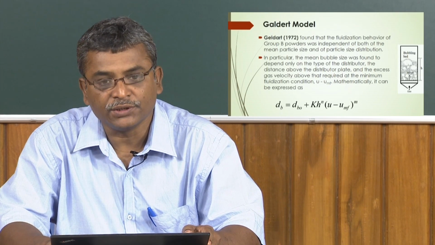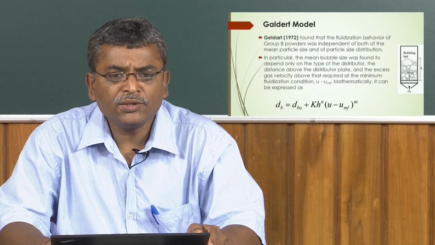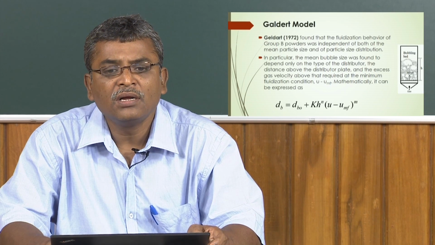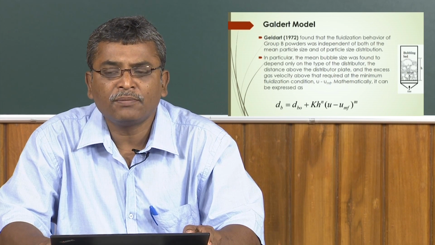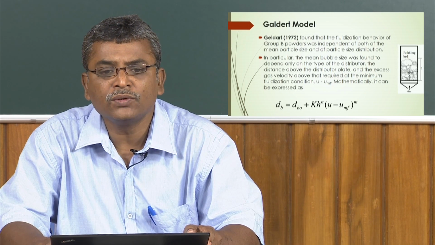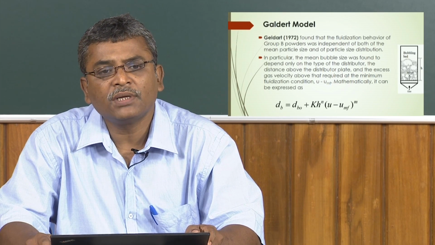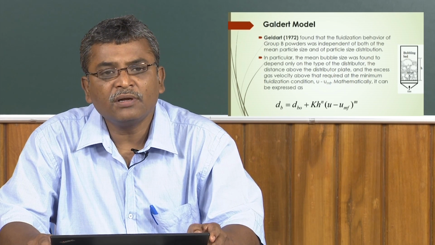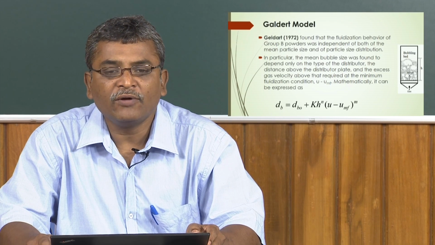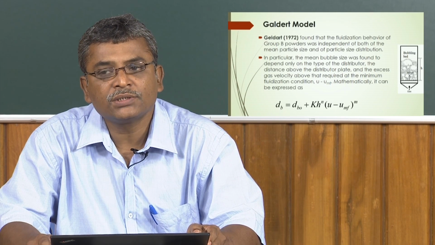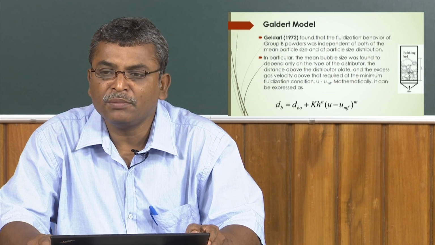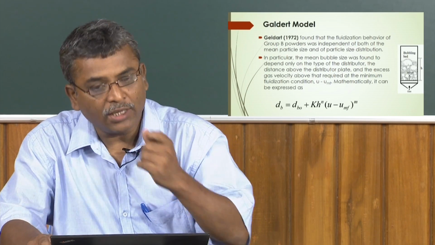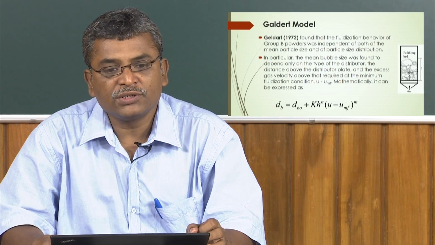minimum fluidization velocity. Now, Geldart 1972 reported that the bubble size depends on the height of the fluidized bed from the distributor plate, and also the relative velocity of the gas or fluid that is maintained inside the bed. This relative velocity is the velocity of gas used for operation of the fluidized bed, relative to the minimum bubbling fluidization velocity. So, u minus u_mf is called the relative velocity here.